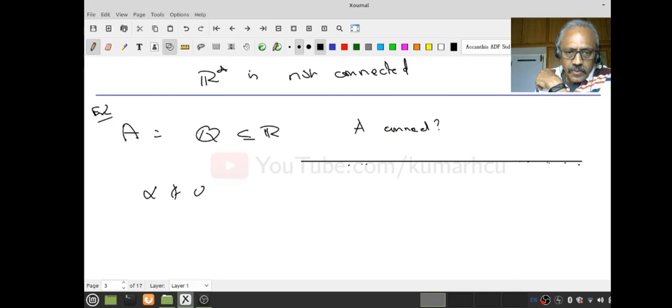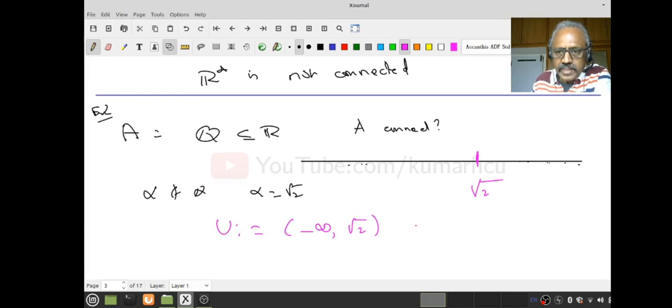So all of us will choose, the obvious choice will be root 2. So let's look at root 2. Now let's look at the set U, which is minus infinity to root 2. I claim this is open in R, and hence U intersection Q is open in Q. Do you agree with that?